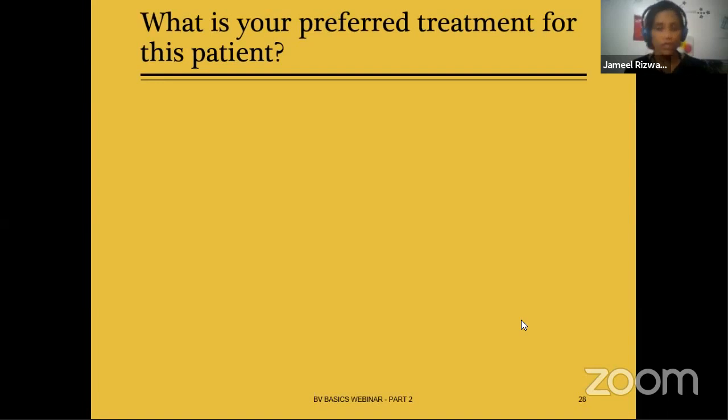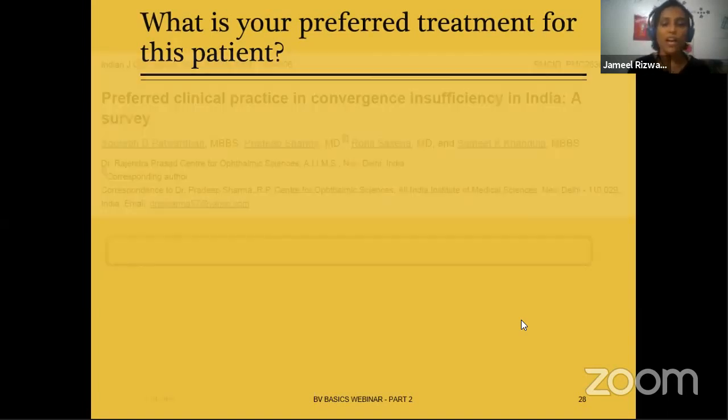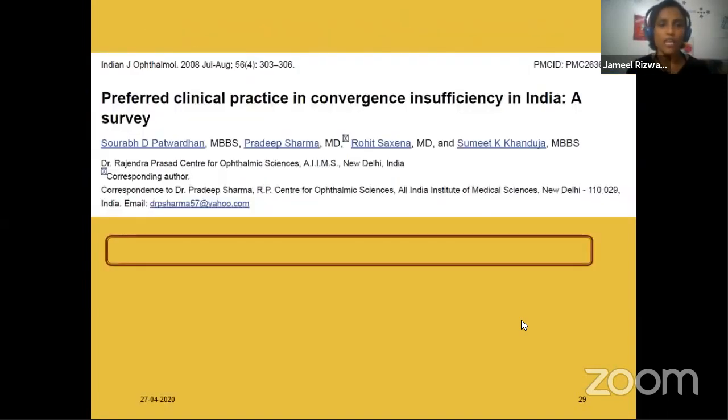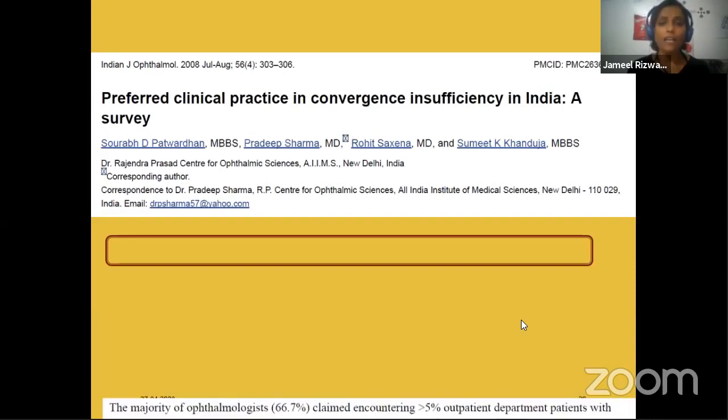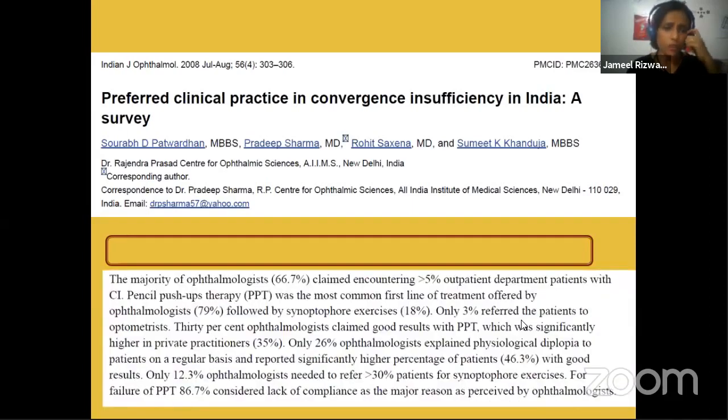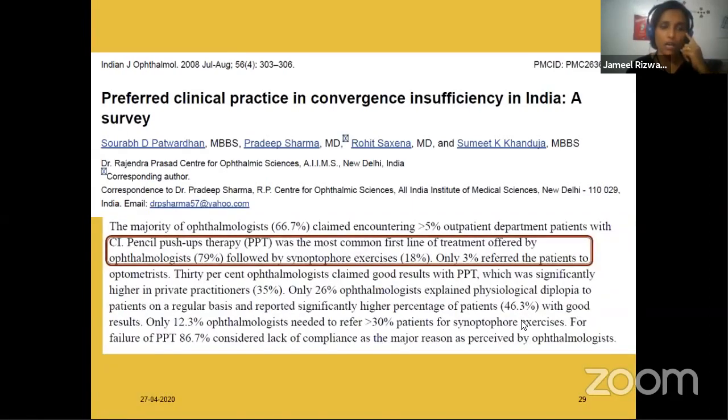And so yes, you say Brock string. I agree with you. So this is a preferred clinical practice survey that was done almost a decade back in India. This study said that maybe at that time, pencil push-up exercises were the most common line of treatment offered by ophthalmologists, followed by synaptophore exercises.